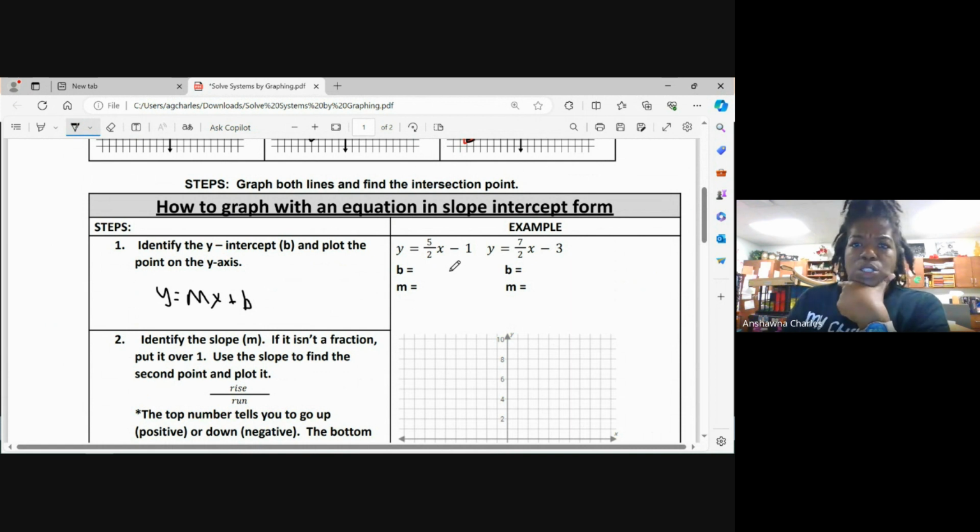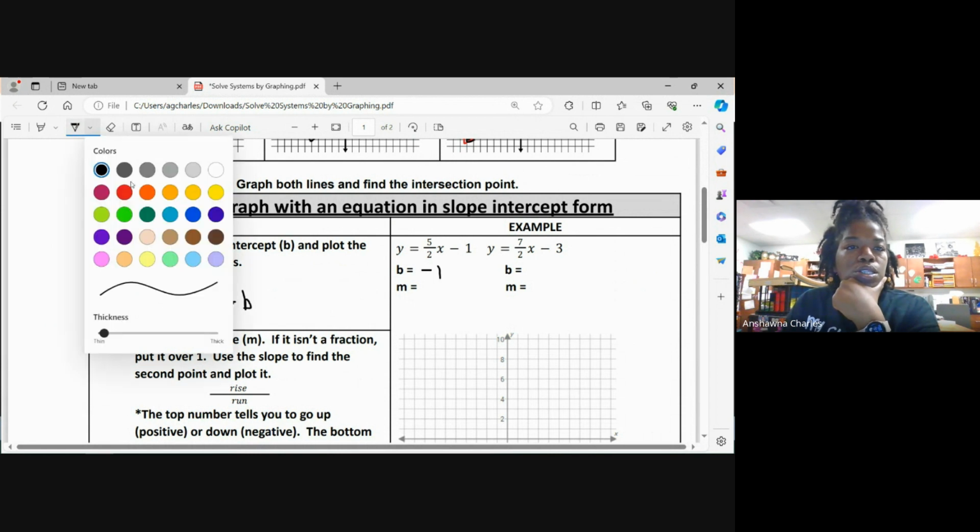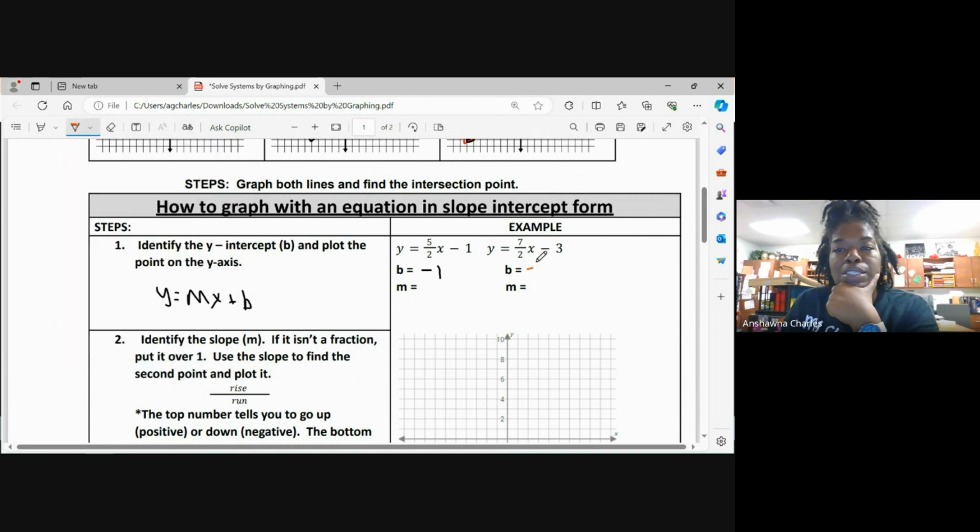So let's look at these two examples here. We have an equation y equals 5 over 2x minus 1. The b would be that minus 1. I'm going to change the color. And then on this one, you have y equals 7 over 2x minus 3. So the b would be the minus 3, the number that's by itself. Okay.